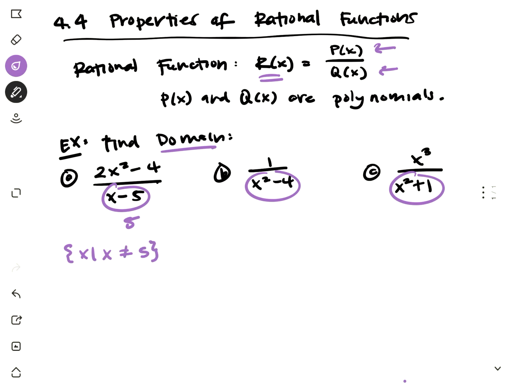And it can't be equal to 5 again because 5 minus 5 is 0 and we can't divide by 0. Okay, another way to think about this, if you want to write it in interval notation, from negative infinity to 5, parentheses, right, because it doesn't include the point, and then 5 to infinity.